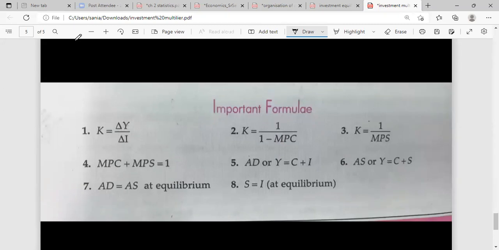Now write the formulas and then we'll start. Once you are done with the formulas, you have the previous aggregate demand notes over there. You have some formulas, revise those as well, or you can write them over here itself. And after that we'll start with the numericals, because somewhere you will be needing AD, AS like that.